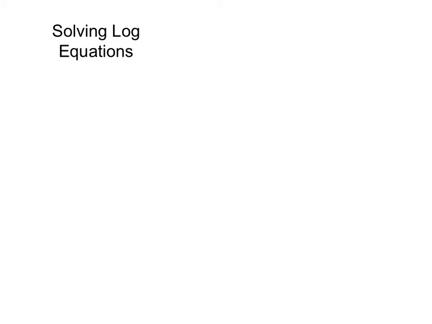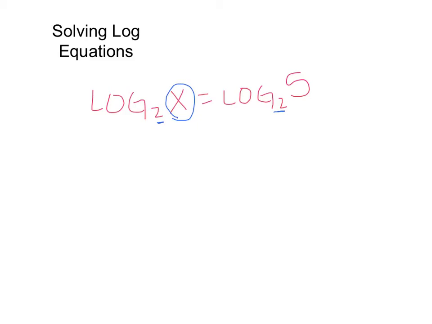So before we get started, let's look at an example. Let's say we have the log base 2 of x equals the log base 2 of 5. Let's think about what this says. This says that the power that makes 2 into x is the same as the power that makes 2 into 5. So we're looking for something that is the same as something else. If this equation is going to be true, because these bases are the same, these arguments need to be the same. So we can say that x is 5.